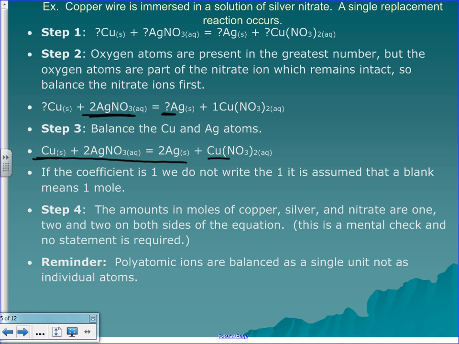We would say we do want to write the 1s if it was a fill in the blank. If you were just doing a worksheet or something like that, leaving it blank would be fine. But again, fill in the blank, make sure you put 1s in there. And remember here that polyatomic ions are balanced as a single unit, not as individual atoms. The only time you would balance them as individual atoms would be if they broke up.